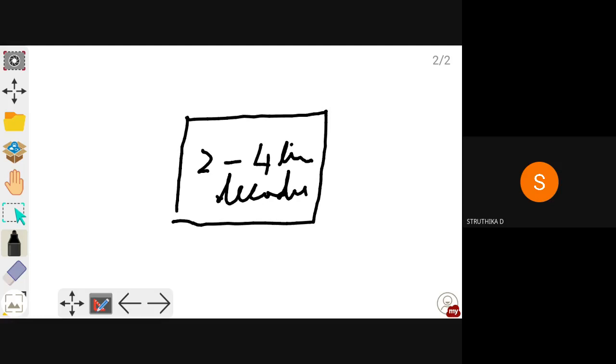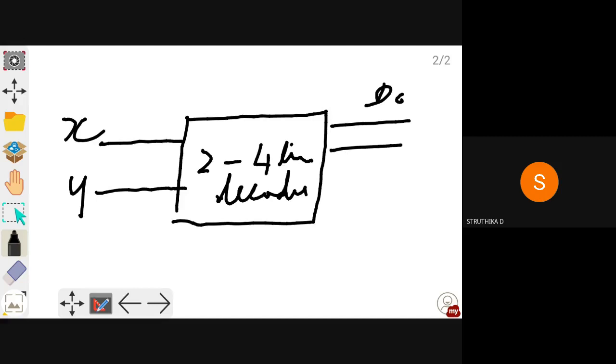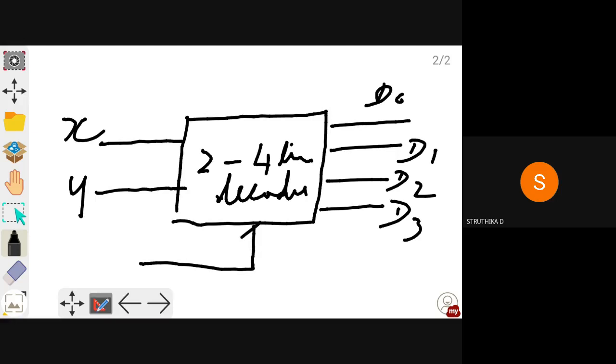So a 2 to 4 line decoder means you will have two inputs, X and Y, and four outputs, D0, D1, D2 and D3. So I am going to design a 2 to 4 line decoder with enable input. So the extra input will be enable here.